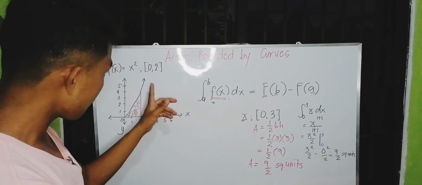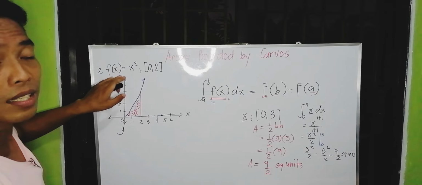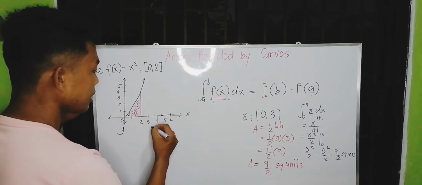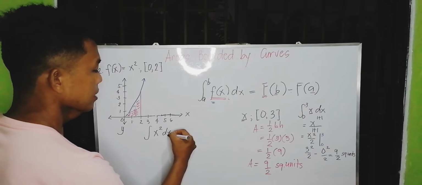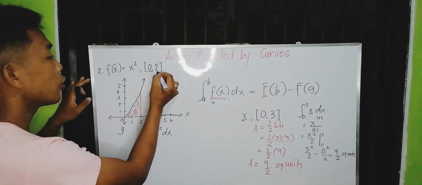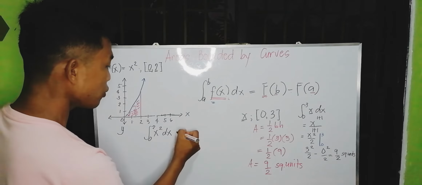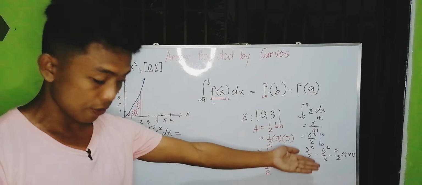So, dito sa ano natin, the problem is given by f of x is equal to x squared. Therefore, your problem can be rewritten in this manner, which is the integral of x squared dx from 0 to 2. So, dito yung 0, dyan ang 2. Now, eto muna ang hahanapan natin, yung x squared. Katulad ng ginawa natin sa naunang example.